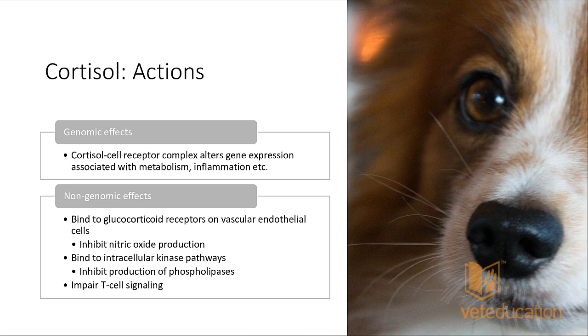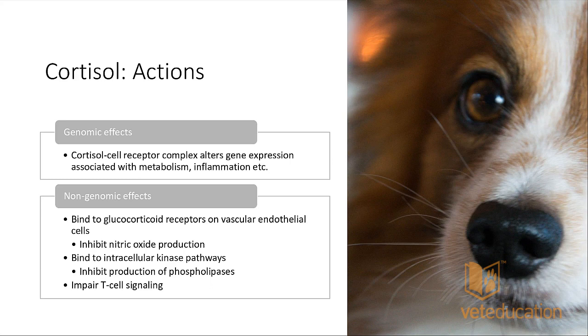Now, you might have gathered from what I said before that nitric oxide is a really potent vasodilator. So this non-genomic effect of glucocorticoids can bind to glucocorticoid receptors on vascular endothelial cells and can inhibit or reduce the rate of production of nitric oxide. So keep that in the back of your mind, because that's one of the key things that we need to think about when we consider giving corticosteroids to patients with severe systemic illness.